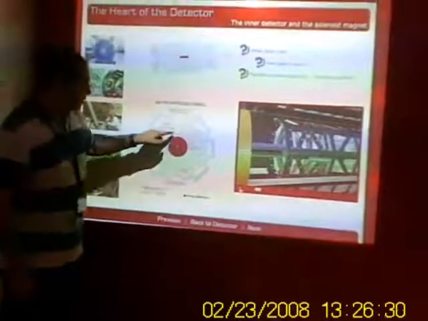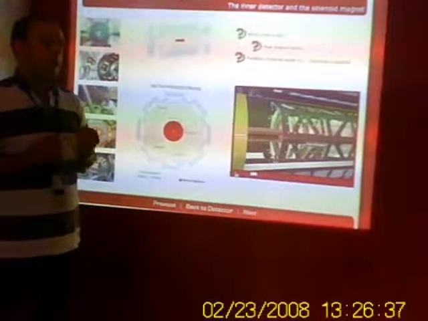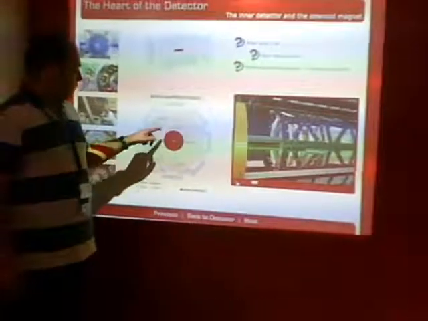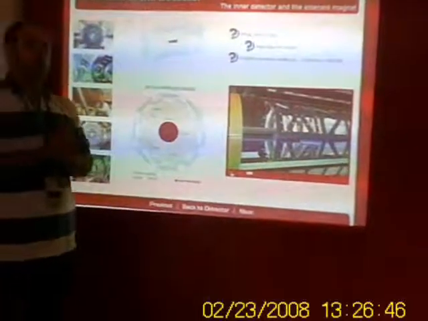And then we have two layers which are called the calorimeters. The calorimeters are measuring the energy of the particles, and for that they will absorb the particles. Why two? We have the first calorimeter, which is called the electromagnetic calorimeter. It will trap a certain family of particles.